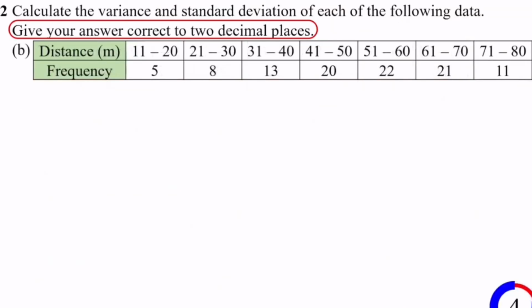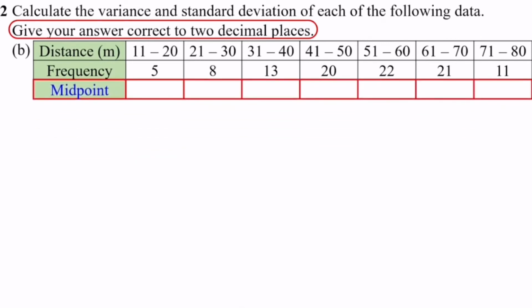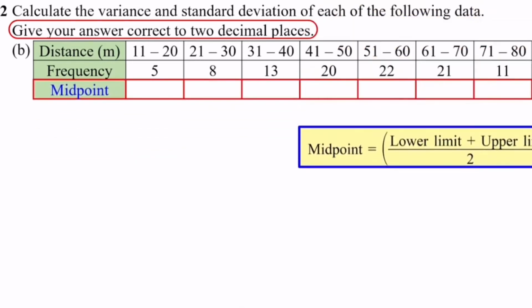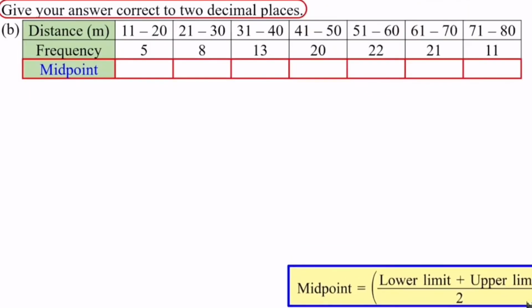Now let's move on to question number 2. Calculate the variance and standard deviation of each of the following data. Give your answer correct to 2 decimal places. Let's add 1 row for the midpoint, and let's start with finding the first midpoint. 11 plus 20 divided by 2, so the answer is 15.5. 15.5 is the first midpoint.